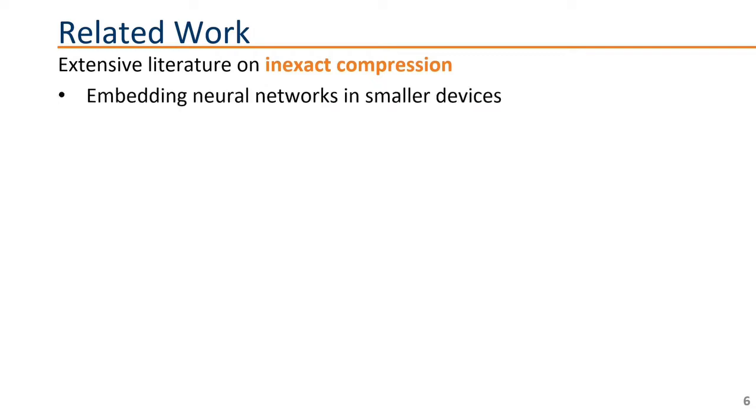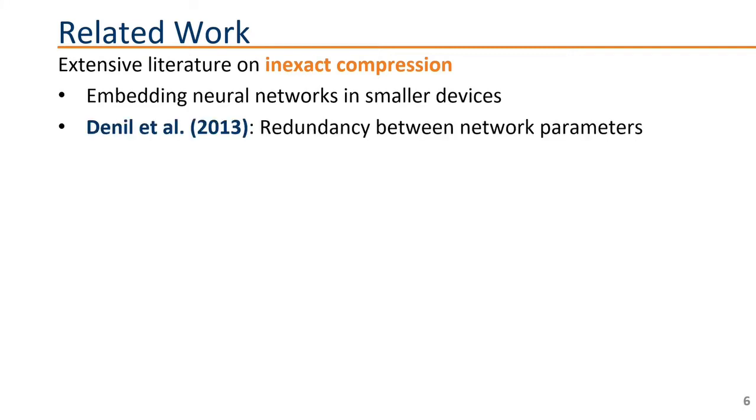Now, compression in neural networks is not something new. There's an extensive literature on inexact compression, which I won't be able to cover here, but that's actually the point of inexact compression. You're never able to keep everything when you do it. So the motivation in inexact compression is that we want to embed neural networks in smaller devices, and this has been tried in many, many different ways. And for some time now, we know that this is justified.